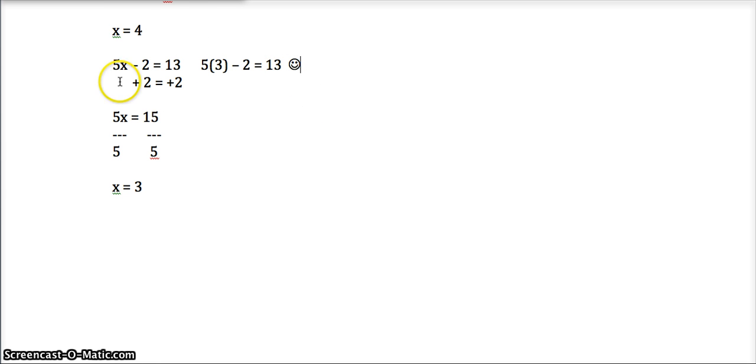And if you ever check your work and it doesn't work, go back and see if you made some sort of small mistake. Maybe you forgot to add this 2 to this side and you got 5x equals 13, and that's where you made a mistake. Your answer will not work unless you have the right answer, so make sure you go back and check your work on these types of problems.